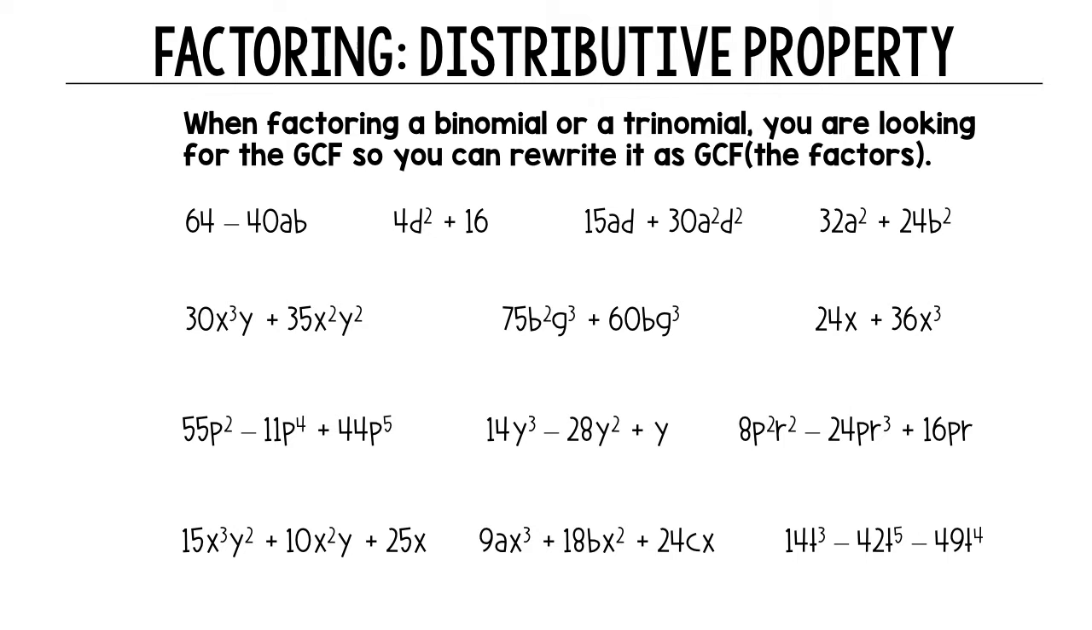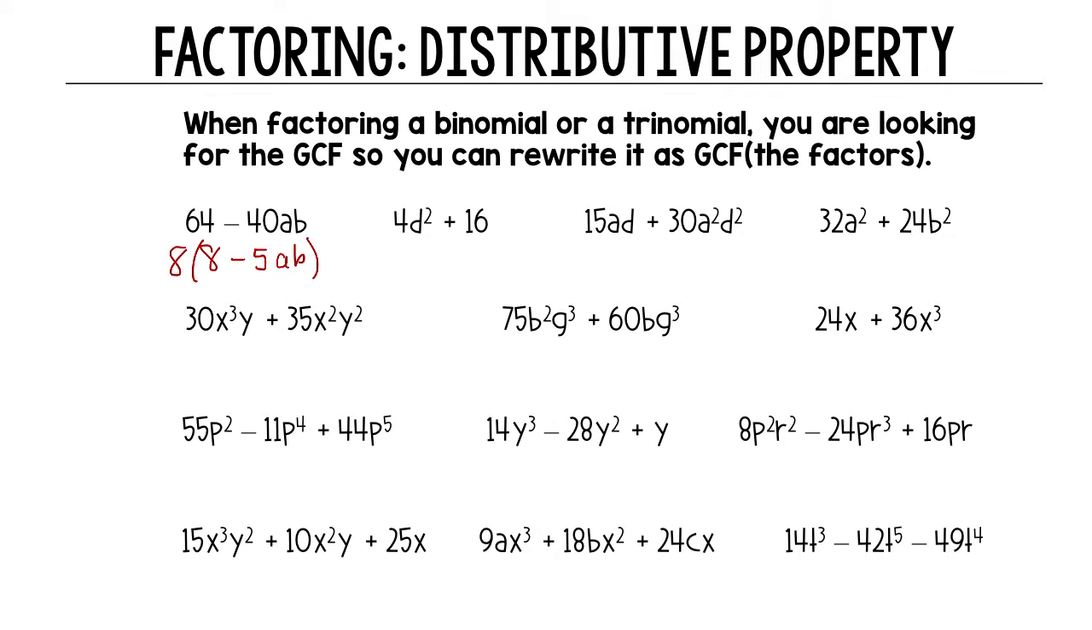Let's start with 64 minus 40AB. What do these have in common? We can divide them both. Their greatest common factor is 8. If I divide 64 by 8, I get 8. Negative 40 divided by 8 is negative 5. And then A and B are going to tag along. We didn't factor those out. And that's the answer.